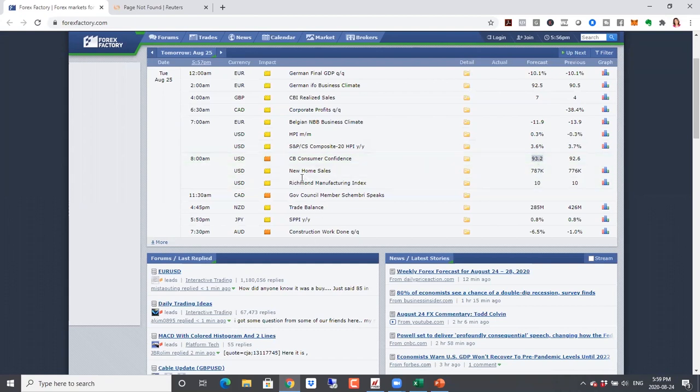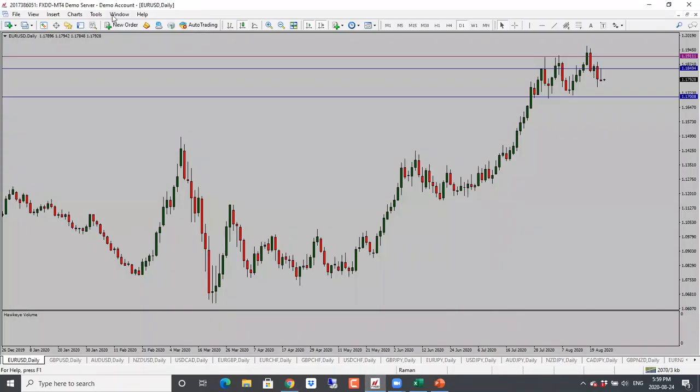Same thing applies to the new home sales and the Richmond Manufacturing Index here as well. And then in the evening session, trade balance numbers for New Zealand. So fairly light here in terms of the data that's coming up. So let's go on to our charts here.